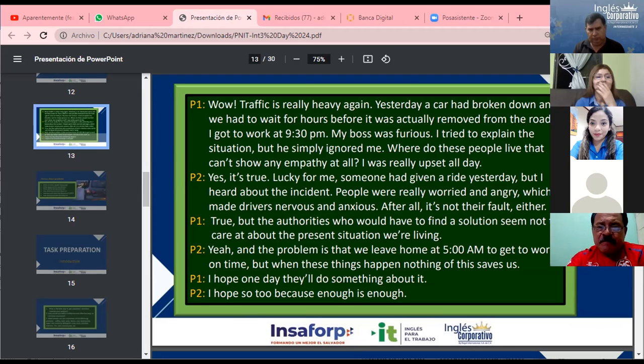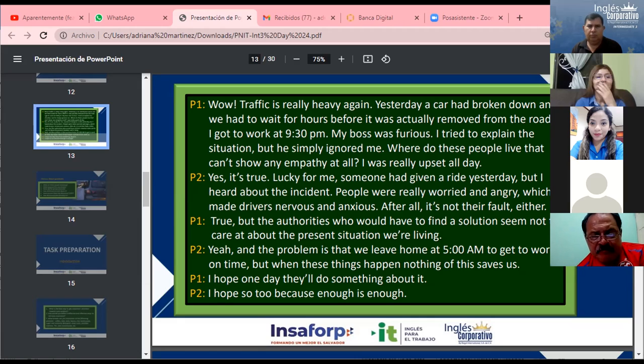Yes, it's true. Lucky for me, someone had given me a ride yesterday, but I heard about the incident. People were really worried and angry, which made drivers nervous and anxious. After all, this is not their fault either. True, but the authorities who will have to find a solution seem not to care about the present situation we are living.